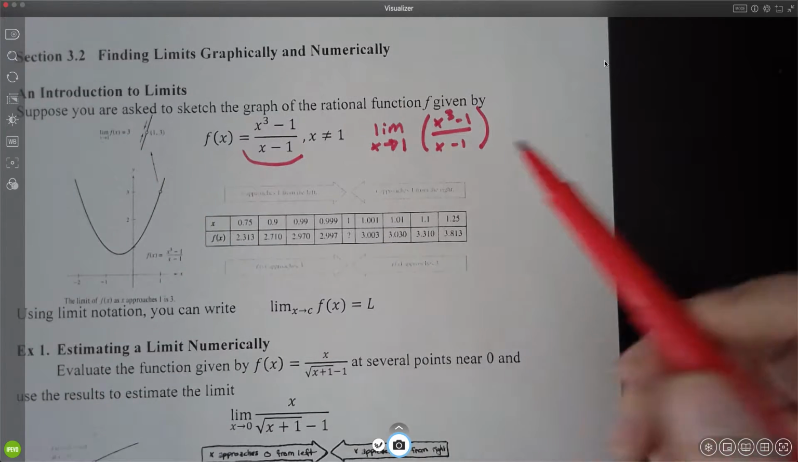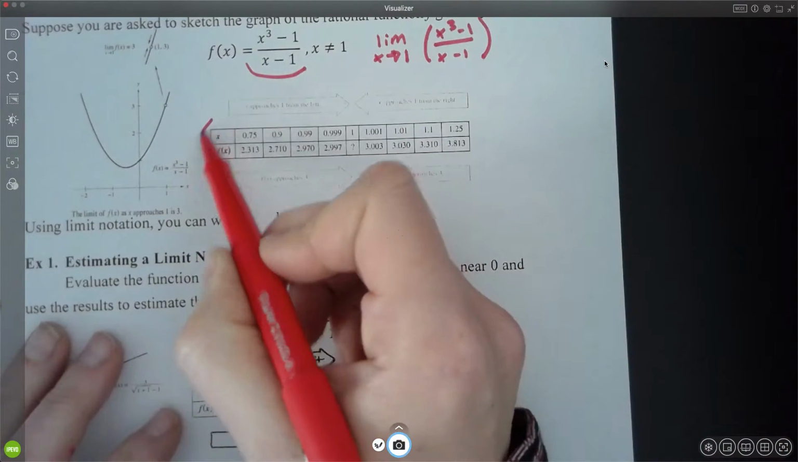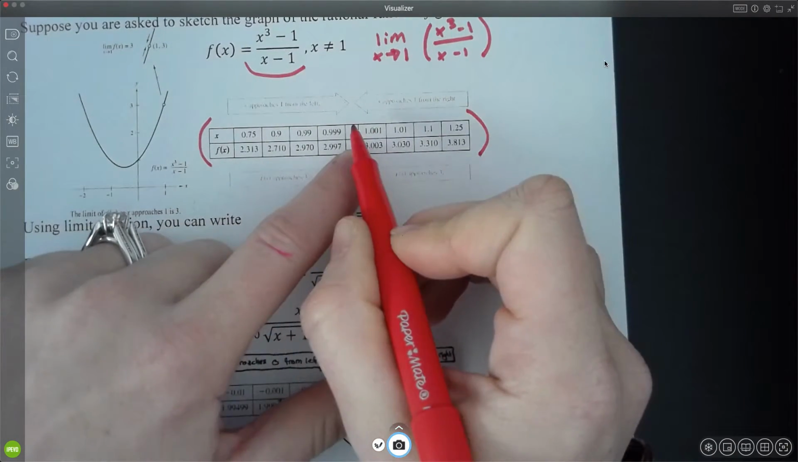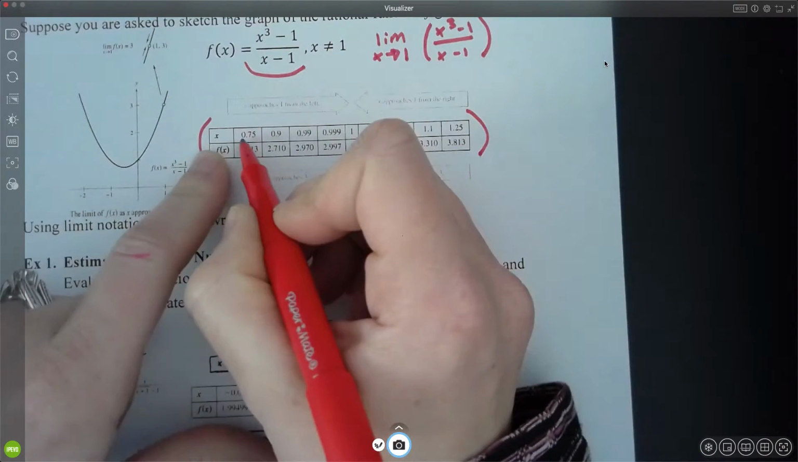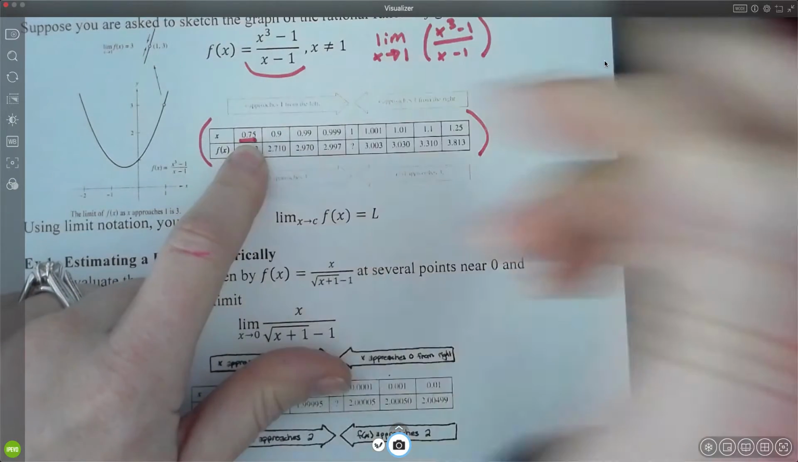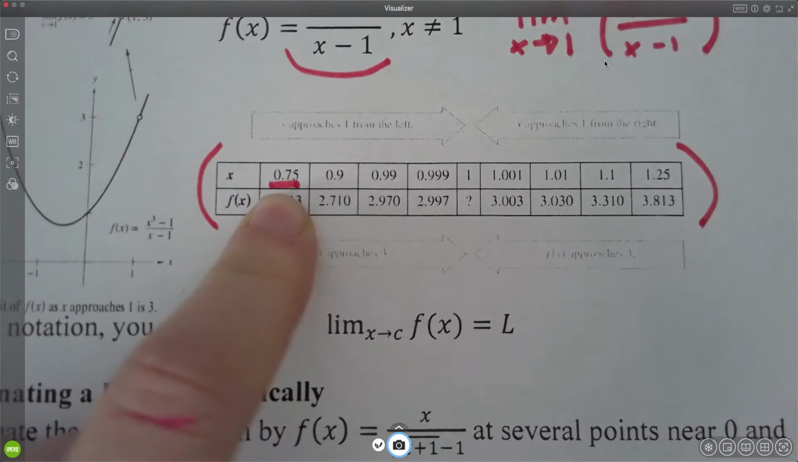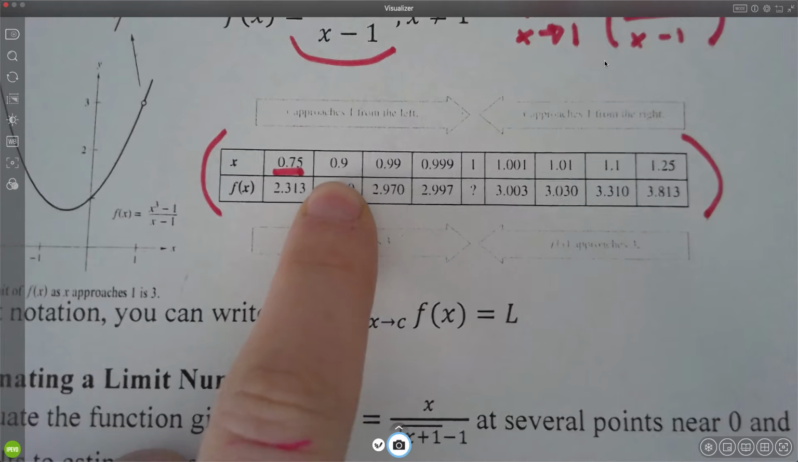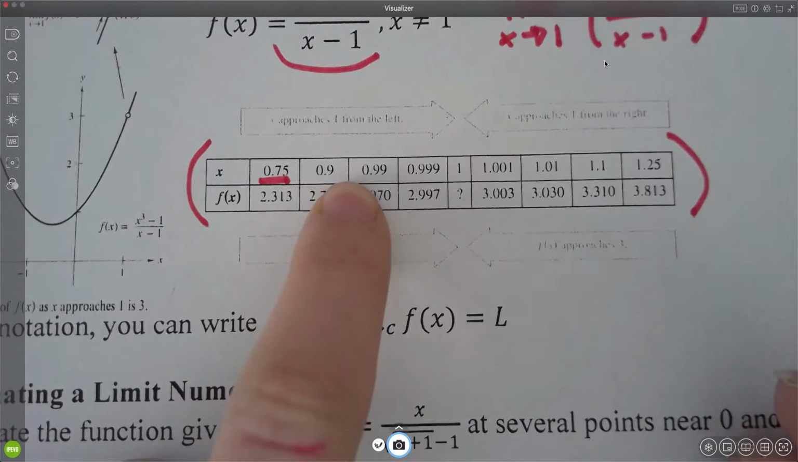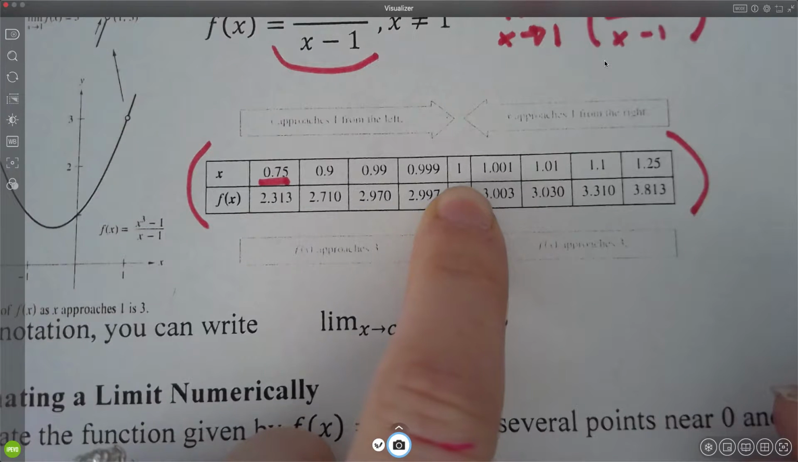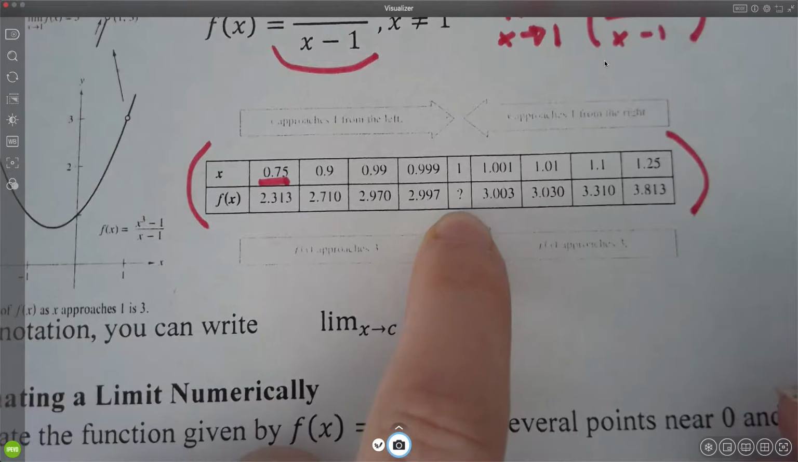What they've done here with the table is plug in numbers that are really, really close to 1. They started here with 0.75, okay? And then they got closer yet. They said, let's go even better than that: let's go 0.9, then 0.99, then 0.999. And that's going to be awfully close to 1. We can't evaluate 1 exactly because it's going to end up undefined.